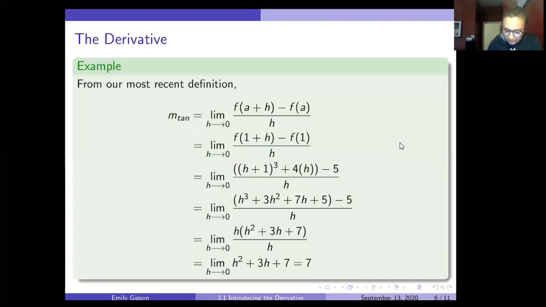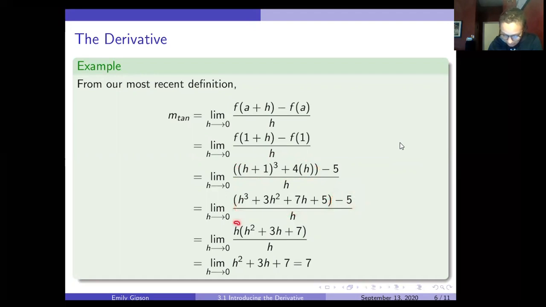So I'm going to plug in 1 plus h, so a equals 1 plus h, into my function and get (h plus 1) quantity cubed plus 4 times h. And all of this minus f of 1. And f of 1 is 5, so we just leave it alone. I expand out these terms, subtract 5, and pull out an h.